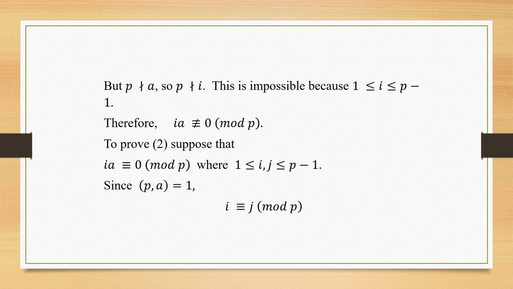Clear? So to prove 2, suppose, vice versa, that i times a is congruent to j times a mod p, where i and j are lying between 1 and p minus 1. Since the GCD of p and a is equal to 1, they are relatively prime numbers, which implies i is congruent to j mod p.